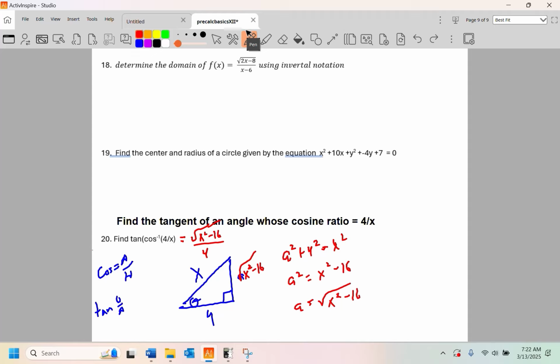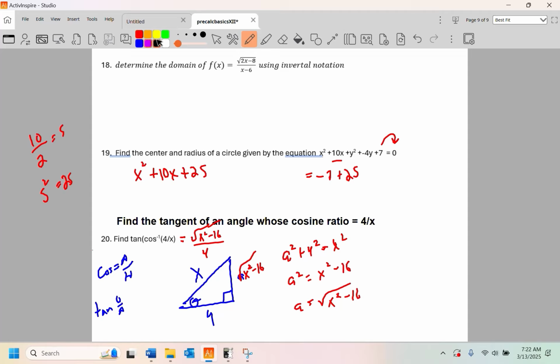All right, so find the center of the circle given by the equation, blah, blah, blah. So I'm going to take that 10 right here. I'm going to cut it in half and get a 5. I'm going to square that 5, and I'm going to get 25. And I'm going to add that to both sides. First, I'm going to add it right here by the x, and I'm also going to add it to the right-hand side for balance purposes.